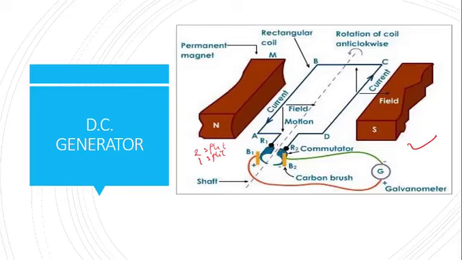The AC generator and the DC generator are much the same. The only difference between the AC and the DC generator is the removal of the two split rings, removing the second split ring here and replacing it with one split ring that has been divided into two segments.